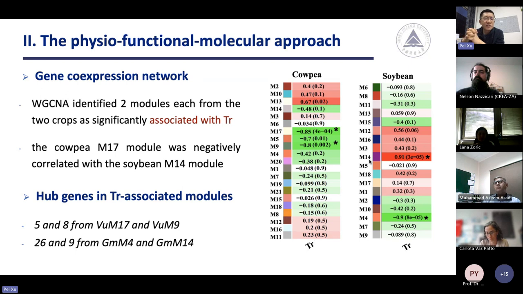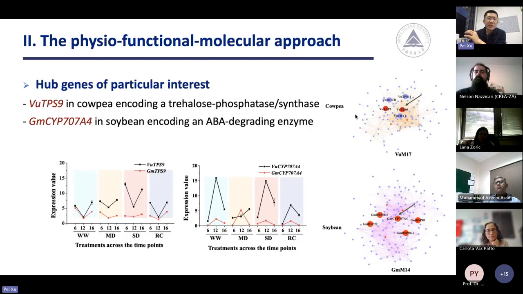We identified hub genes in those transpiration associated modules. From these hub genes, several genes drew our particular attention. For example, this CYP gene is encoding an ABA degrading enzyme. So let us look at the expression pattern of this gene in the two species. Very interestingly, you can see that under the well-watered conditions its expression in cowpea is very high, but under mild drought its expression became lower than that in soybean.